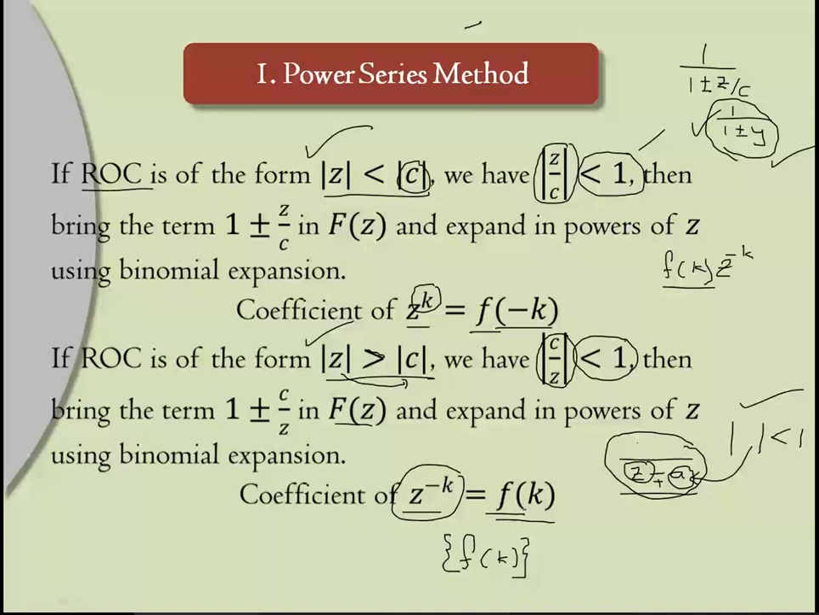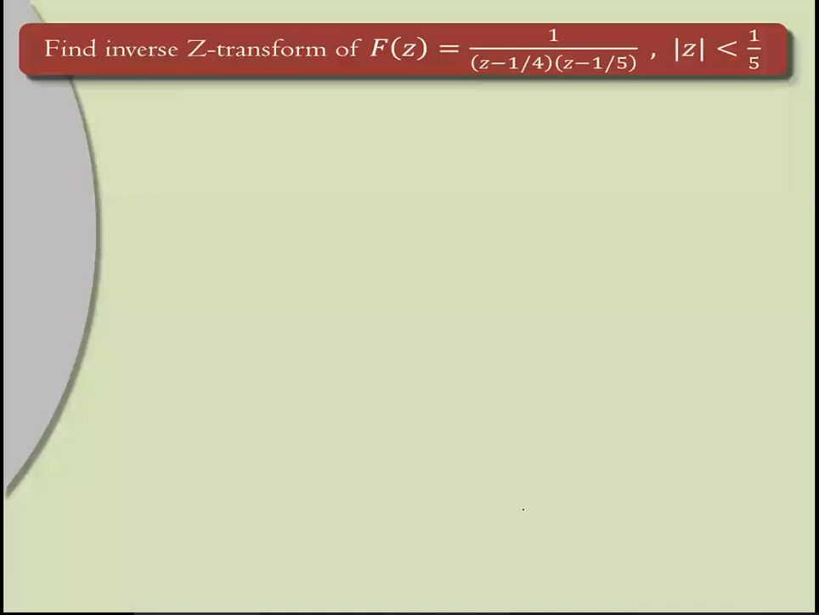So the first problem: find the inverse Z transform of f of z is equal to 1 upon (z minus 1 by 4) into (z minus 1 by 5), provided mod z is less than 1 by 5. Now, in this problem, we have two terms in the denominator, z minus 1 by 4 and z minus 1 by 5. So first of all, try to separate it out.